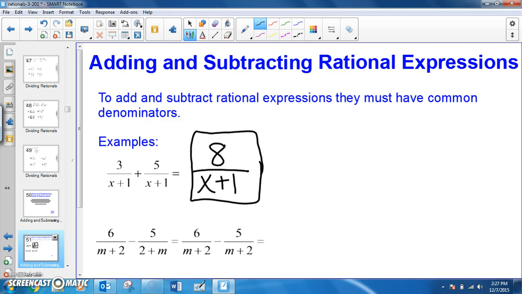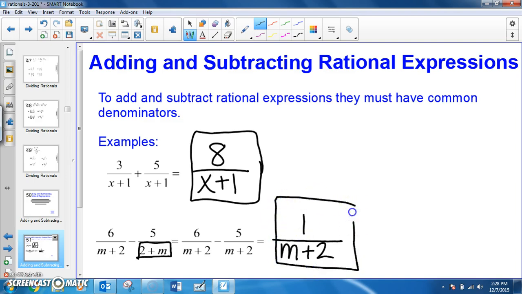Then in our second example, we have 6 over m plus 2 minus 5 over 2 plus m. We're going to rewrite this second denominator so that we're sure that the first and second denominators are the same. So we have m plus 2 and m plus 2 in our denominators. Since we have common denominators, we keep our denominator, m plus 2, and we subtract our numerators, 6 minus 5, which is 1. Making our answer 1 over m plus 2.